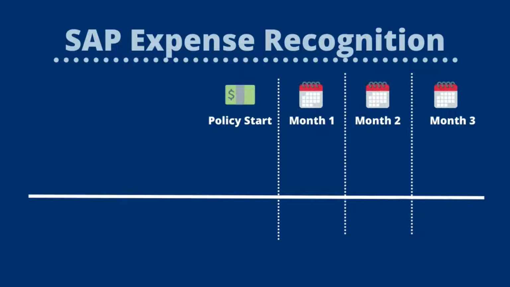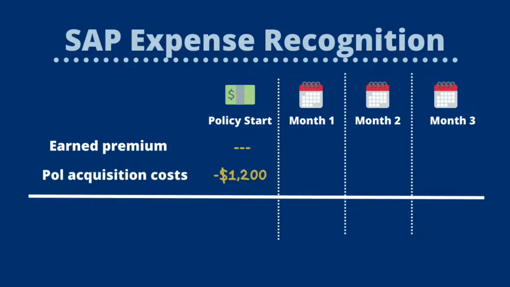When an insurer first issues a new policy and collects the premium, that money is considered an upfront prepayment that the insurer has not technically earned yet. Therefore, at the very start of a policy, the insurer's earned income for that policy will be zero. However, the government requires insurers to immediately record all of their policy acquisition costs right away.